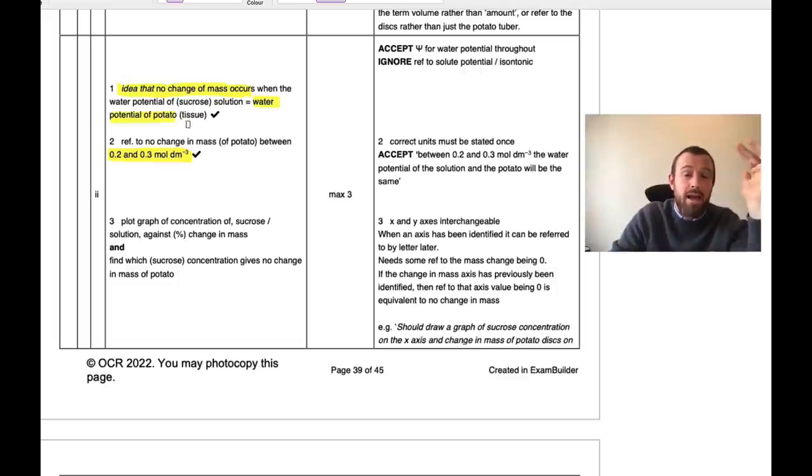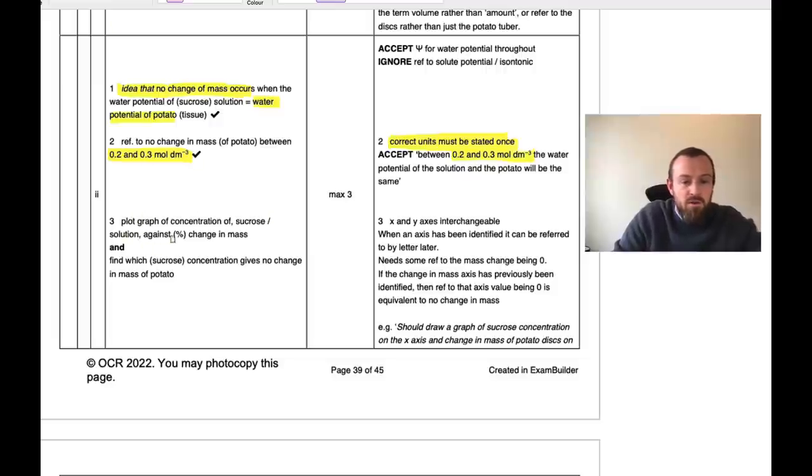Sometimes it drives me mad how picky the marking is in A-level biology, but you have to have the units stated. If you said, oh, it's between 0.2 and 0.3, as you would if you were just speaking, you wouldn't get the mark. You have to say between 0.2 and 0.3 moles per dm cubed. This is the graphical method.